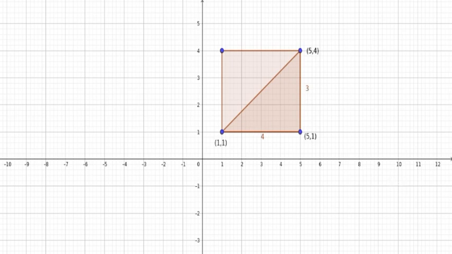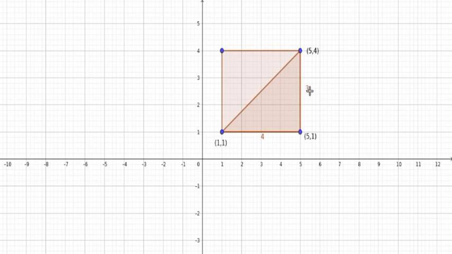So here we have a right triangle with the sides 3 and 4. That is, the perpendicular sides are 3 and 4. Then what about the hypotenuse of this right triangle? We know that in a right triangle the Pythagoras theorem applies, that is, the hypotenuse square is equal to base square plus altitude square. Here the base is 4 and the altitude is 3. That is 3 square plus 4 square.